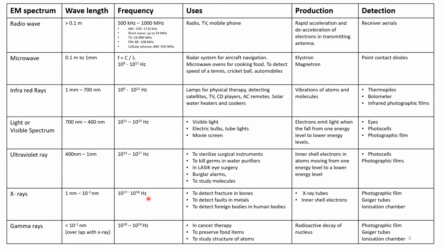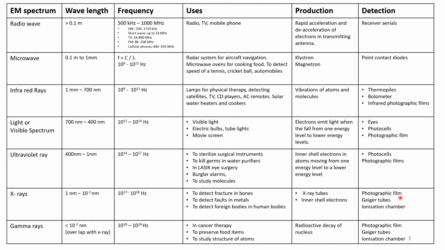X-rays are normally used in medical appliances to detect fractures in bones, to detect faults in metals, to detect foreign bodies in human beings. These are produced by X-ray tubes and inner electrons. That is, inner electrons also, when they fall from a higher level to a lower level, produce X-rays. These are detected by photographic films.